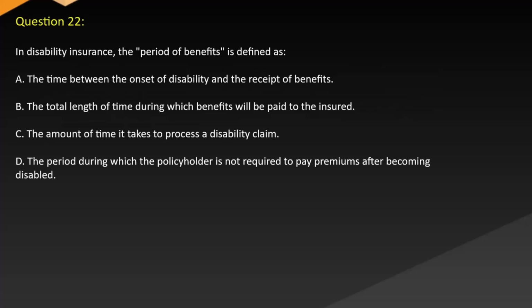Question 22. In disability insurance, the period of benefits is defined as A. The time between the onset of disability and the receipt of benefits. B. The total length of time during which benefits will be paid to the insured. C. The amount of time it takes to process a disability claim. D. The period during which the policyholder is not required to pay premiums after becoming disabled.